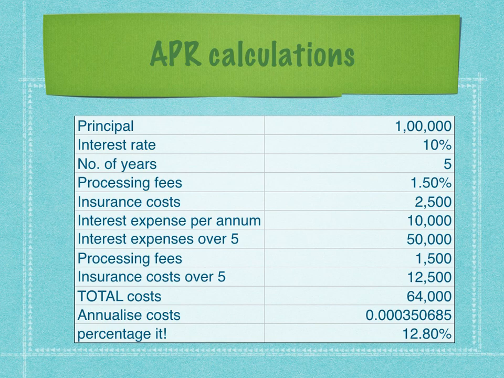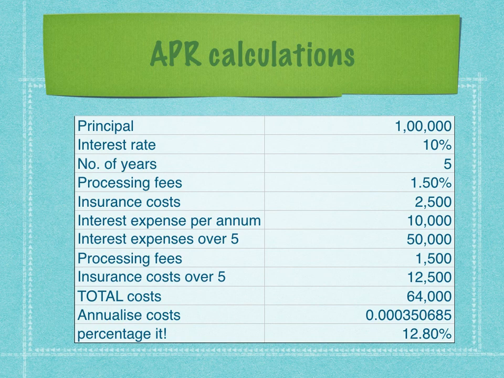So now we are going to calculate what is the expenditure over the 5-year period. That is calculated as total costs over the 5 years. This includes 50,000 interest expenditure plus processing fee 1,500 plus 12,500 of insurance. If we add these three numbers together, we get the total cost over the 5 years as 64,000. But interest rates are not calculated for a 5-year period. They are always calculated as a percentage per annum. How do we do that?